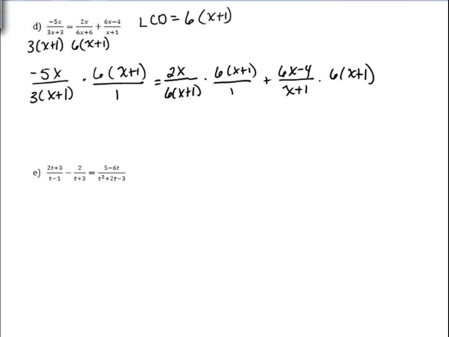Now when we do our first multiplication, the x plus 1s will cancel. And then also the 3 goes into the 6 twice. We'll be left with a 2 up on top. Negative 5x times 2 is negative 10x. Equals, we have 6 times x plus 1 in the denominator, so both the 6 and the x plus 1 will cancel, so that will be equals 2x. And the last multiplication, the x plus 1s will cancel, and we'll be left with plus 6 times x, 6x minus 4.